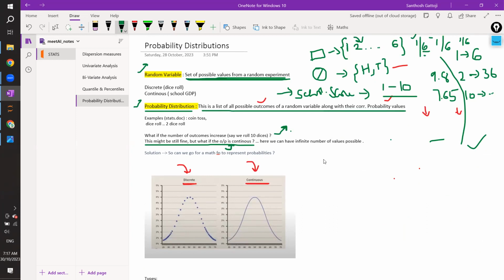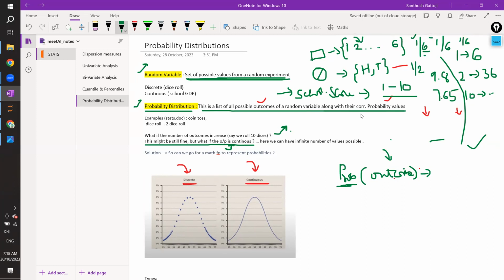What is our final goal, guys? Our goal is to come up with the probability of each outcome. For all the possible outcomes, we want to show the probability of each possible outcome. So if it is a dice, 1 by 6. If it is heads in a coin toss, 1 by 2. Fine, so that is fine.